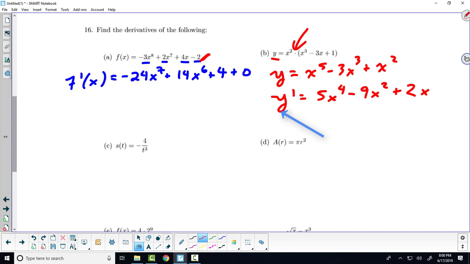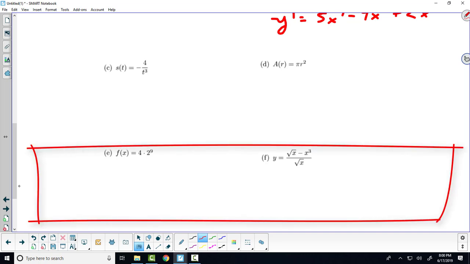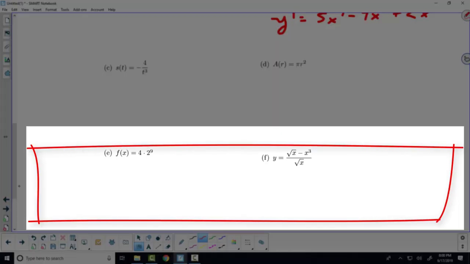Okay. All right, folks, let's look at letter C here. This doesn't look like my power rule. That's the only rule I've learned so far. Jenny says, hey, wait a minute. Can't you rewrite this function like you did the last one? I think so. I could rewrite this as 4t to the what power?